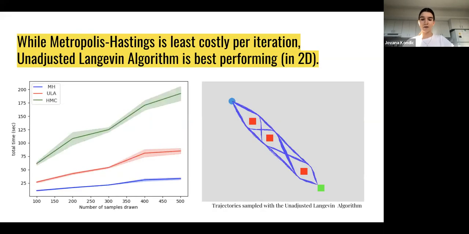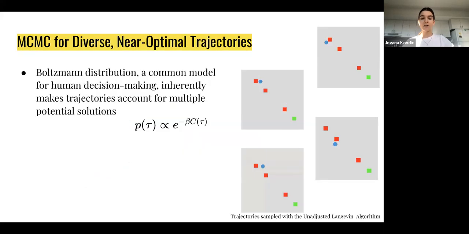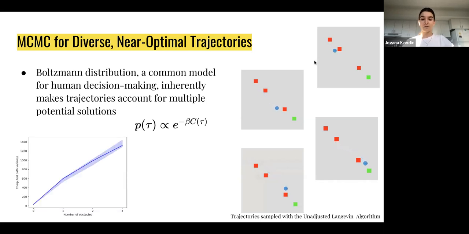We compared the algorithms with respect to their time complexity and the kind of trajectories they generate, and we found that for 2D environments, unadjusted Langevin algorithm requires least tuning to generate diverse obstacle-avoiding trajectories. We learned that sampling from a Boltzmann distribution, which is commonly used to model human decision-making, allows the trajectories to explore multiple potential solutions. And as would make sense intuitively, we found that the variance of the path scales nicely with the number of obstacles.